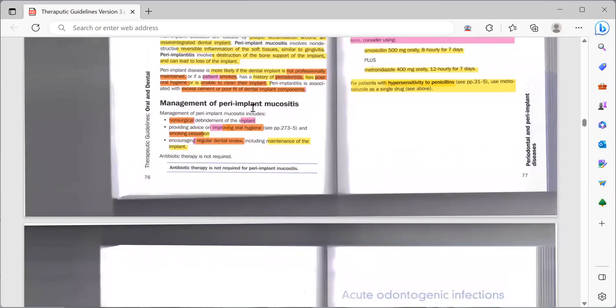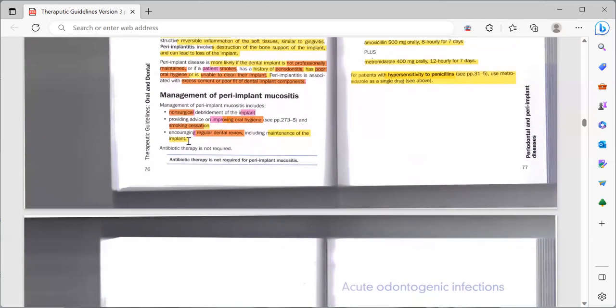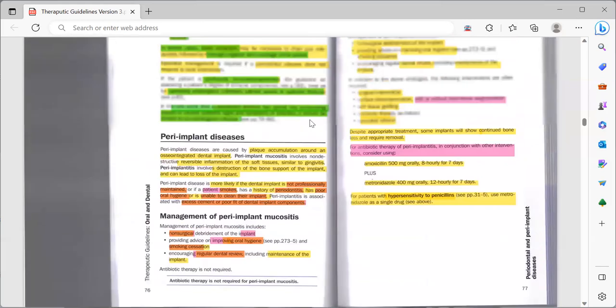If the patient has peri-implant mucositis, then what you need to do is non-surgical debridement, because it is similar to gingivitis. So it would be only the non-surgical debridement of the implant, providing advice on improving oral hygiene and smoking cessation, because smoking and implants do not go hand in hand. Encouraging regular dental review, including maintenance of the implant. And there is no antibiotic required for the peri-implant mucositis.